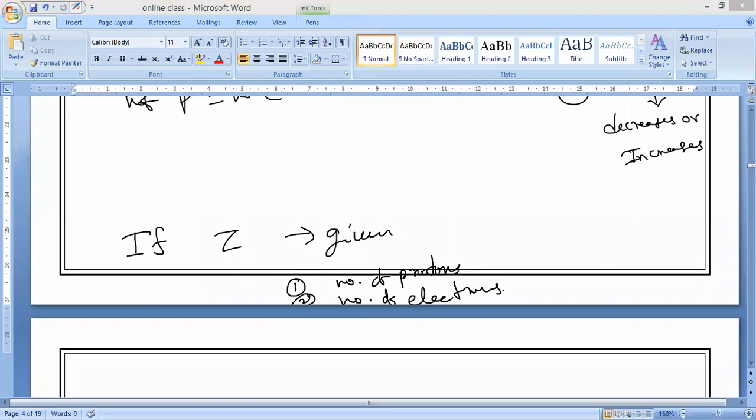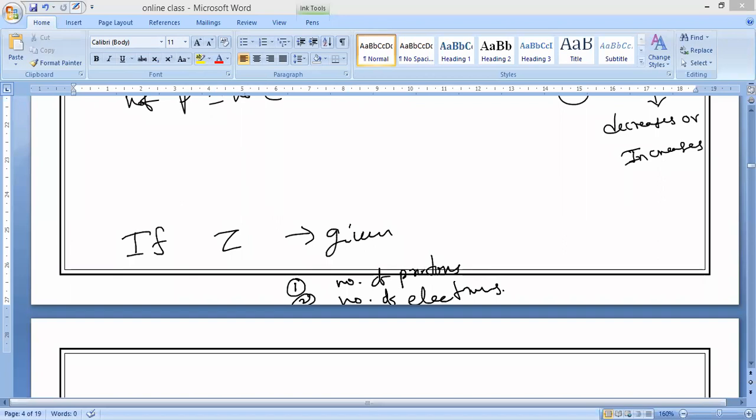So the atomic number of an element tells us two things. What are the two things, guys? You should speak. It will tell us the number of protons in one atom of the element, and in the same way it will tell us the number of electrons in one atom of the element. Because in every atom, the number of protons is equal to the number of electrons. That is what you have to remember.